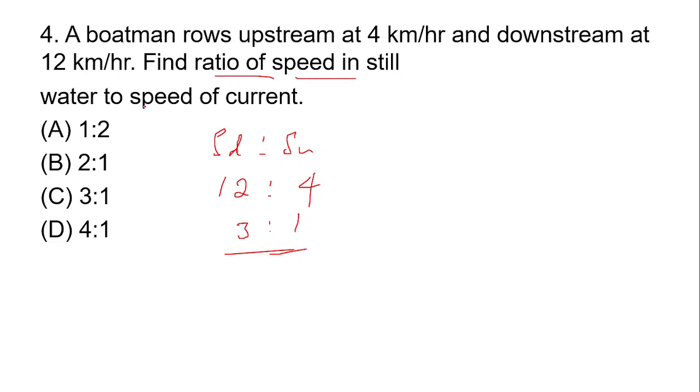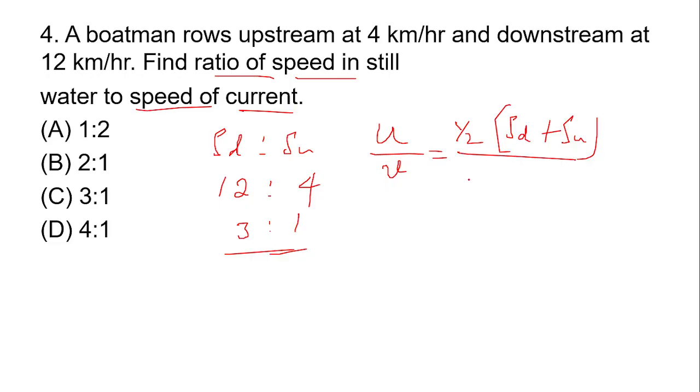What is the ratio of speed in still water to speed in current? Speed in still water is U divided by speed in current V. How do we calculate U? Half into (speed downstream plus speed upstream) divided by V, which means half into (SD minus SU). So this half gets cancelled. SD plus SU, 3 plus 1, 4, divided by 3 minus 1, 2, or can we say 2 2s are 4, 2 1s are 2. So 2:1 is the right answer for this.